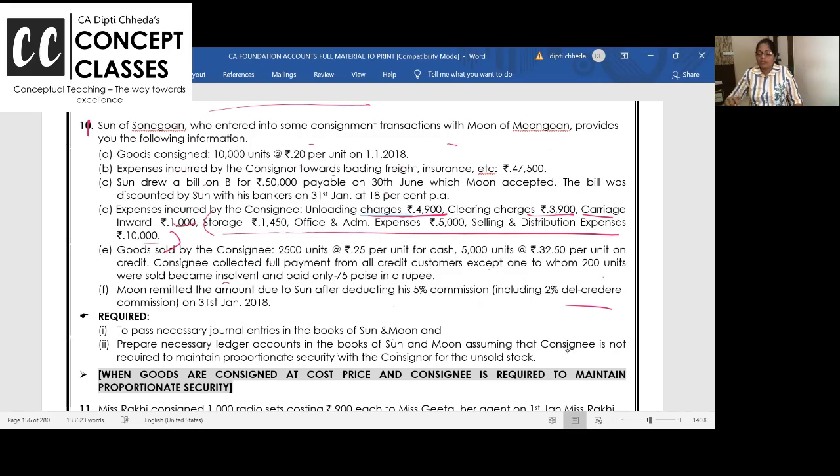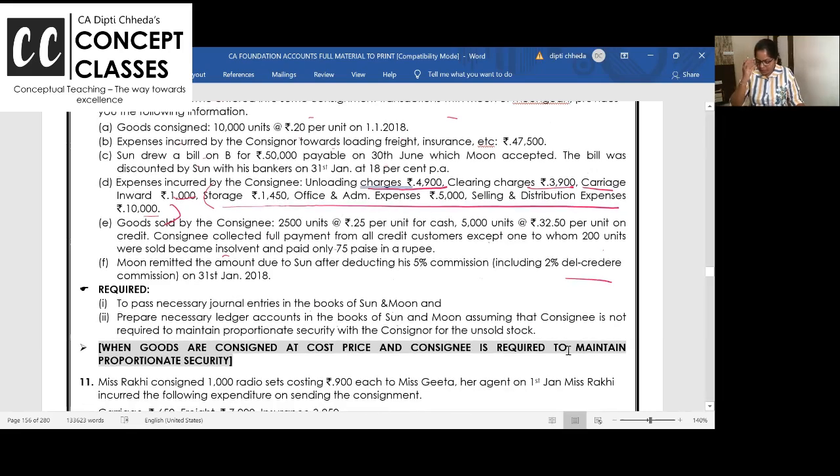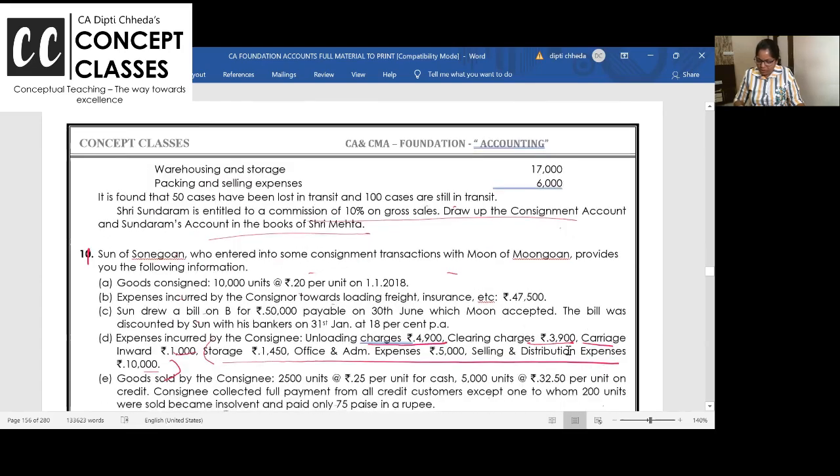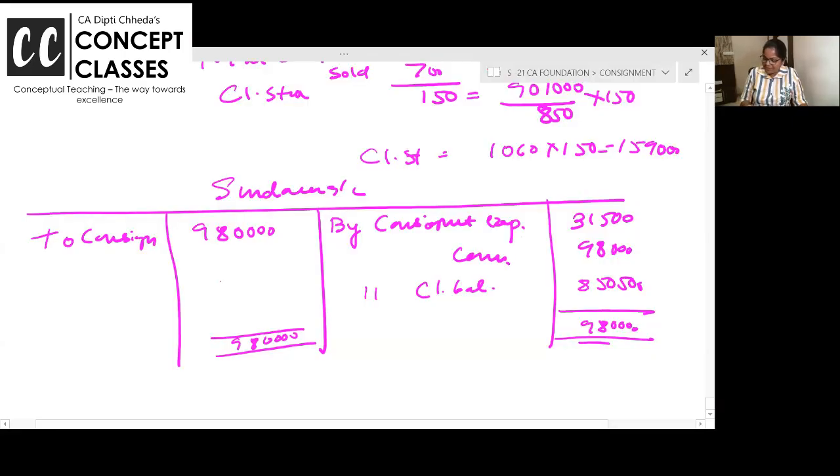Okay, that's good. In Sun's books, we are making consignment and Moon's account. In Moon's books, Sun's account will be the same on the opposite side. Okay, let's do it. It's a good problem. And they can ask you journal entries also in the sequence. Let us do the 11th problem now. We will make accounts in both books. Yes? Chalo.